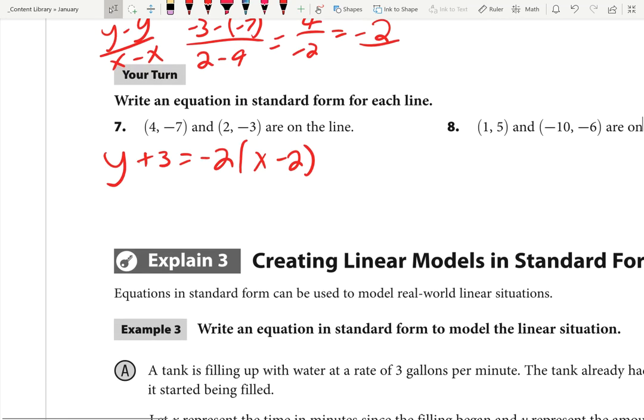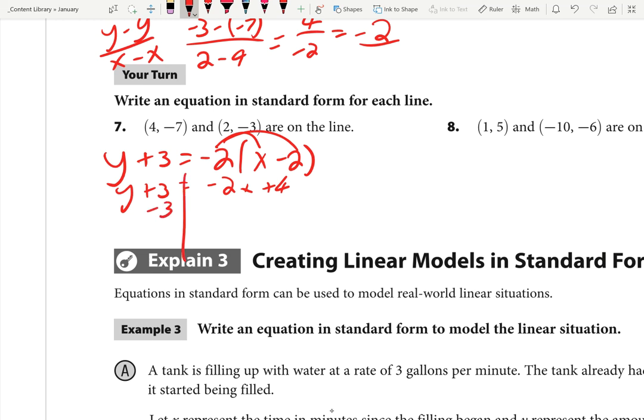Right? So that's point-slope form, but remember, we're trying to write standard form. So what I'm going to do is distribute here first. This will be negative 2 times x, which is negative 2x. And negative 2 times negative 2 would be positive 4. So bring down the y plus 3. We have it equal to negative 2x plus 4.